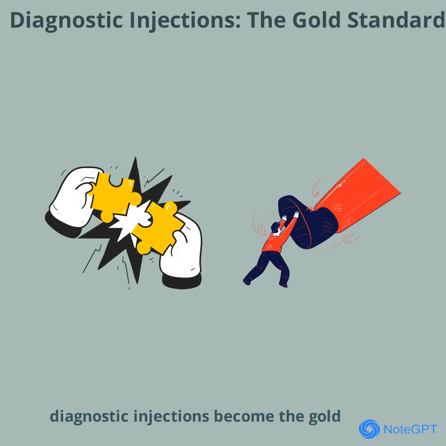diagnostic injections become the gold standard for confirming SI joint pathology. Under fluoroscopic or ultrasound guidance, a local anesthetic is injected directly into the joint. If the patient experiences significant pain relief, typically over 75%, the SI joint is confirmed as the pain source. This technique is especially valuable in patients with overlapping symptoms or equivocal imaging findings, ensuring that treatment is appropriately targeted.